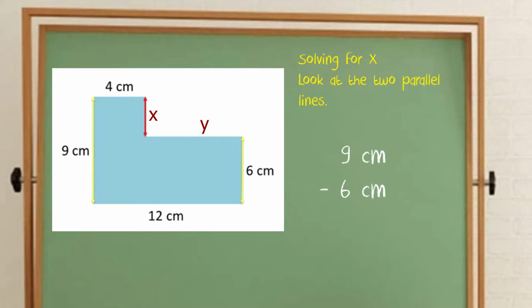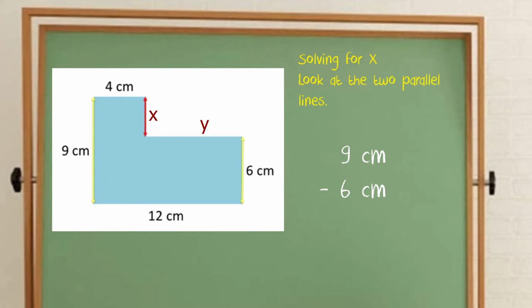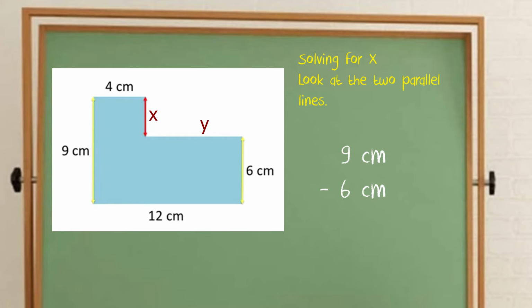So if we're going to solve for x, we have to minus 6 centimeter from 9 centimeter, because you remember, in a rectangle, the two lines at the side are equal. Therefore, we can assume that if one side, the entire side, is 9 centimeter, then the other side should measure up to 9 centimeter as well. And that would be inclusive of the 6 centimeter as well as the value for x.